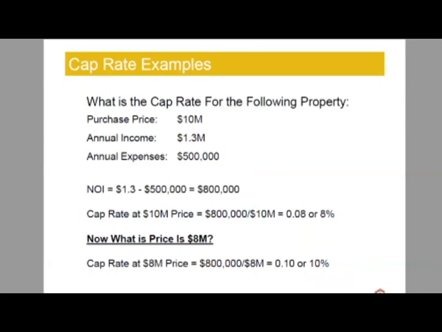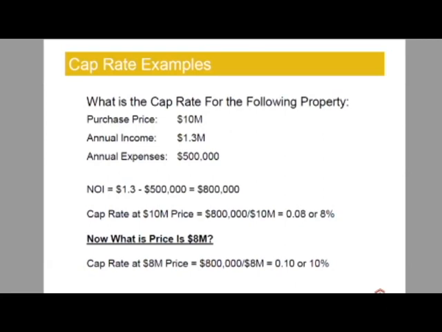So we've got a property we're purchasing for $10 million. The annual income is 1.3 million, and your annual expenses are 500,000, right? So the NOI calculation there in the middle is 1.3 million, your annual income, minus your 500,000 in annual expenses, which gives you 800,000, which is your NOI, right? So you then divide your NOI by your purchase price. That gives you an 8% cap rate.